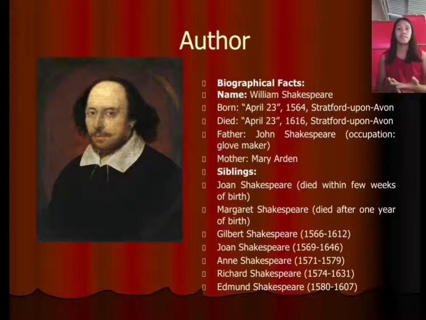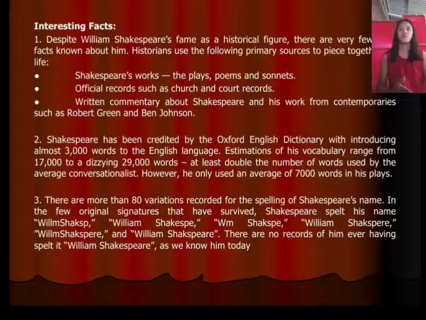Shakespeare had 7 siblings. The firstborn was Joan Shakespeare, who died within a few weeks of birth. Next is Margaret Shakespeare, who died after 1 year. Then came him, William. After him came Gilbert, then Joan, then Anne, then Richard, and Edmund. So, interesting facts about William Shakespeare.